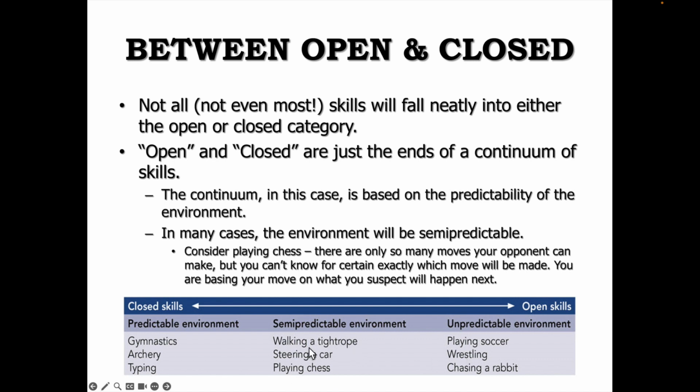But there are some semi-predictable environments as well. For example, steering a car. In general, people will be driving on the roads, in the lines. They have to stop at stop signs. But different cars might be moving at different speeds than what you might be predicting. So therefore, it's a semi-predictable environment. So again, skills will fall along this continuum, depending on whether they're more closed or more open.